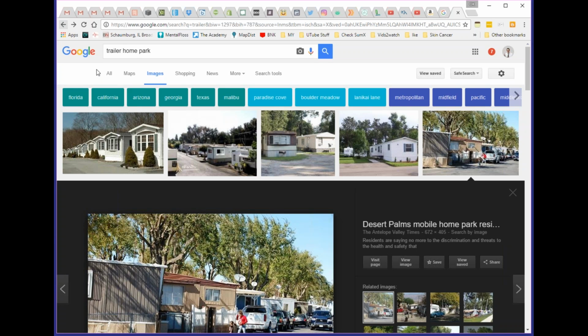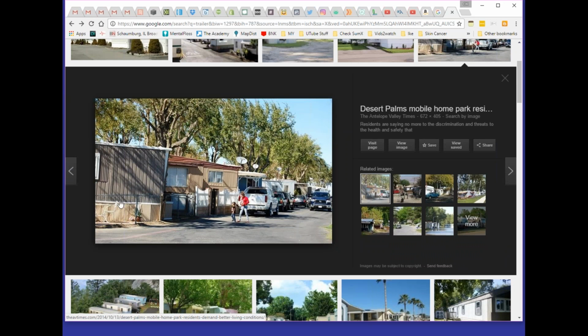Think about this. This is one of the poorest types of neighborhoods. But look, everybody's got a nice clean car. Everybody's got satellite TV. The street's clean. It's pretty good.